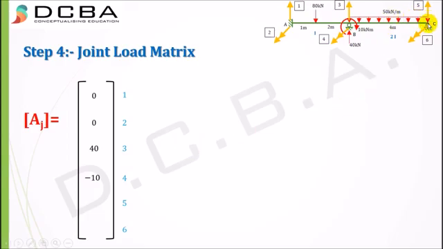Then again no force here in the upward direction, 0, no moment in the z direction, hence 0. This is my joint load matrix, which I'll call it as AJ.